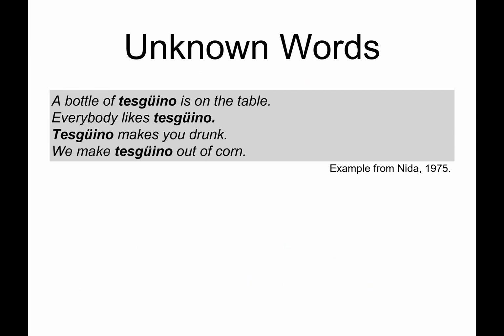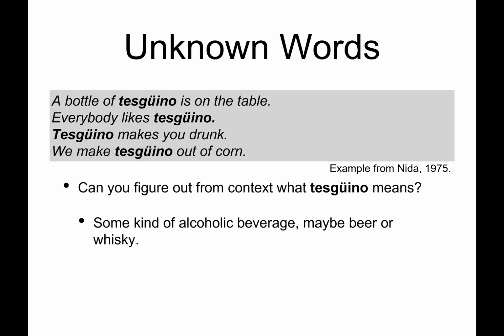All right. So for us as humans, let's say that I invent a new word, tesguino, and I say something like: a bottle of tesguino is on the table. Everybody likes tesguino. Tesguino makes you drunk. We make tesguino out of corn. Okay, so I'm giving you properties of tesguino. You can already tell that tesguino is not something like an airplane, right? Just from these contexts, just from these words, you can already tell some kind of beverage, maybe a beer or a whiskey or wine or something like this. It's alcoholic because it makes you drunk.